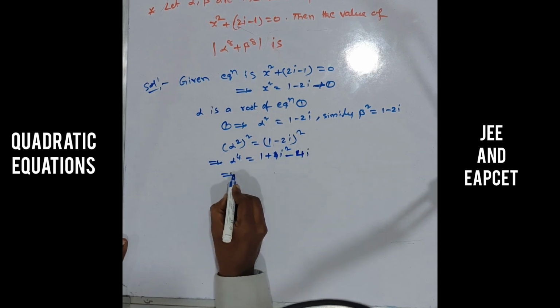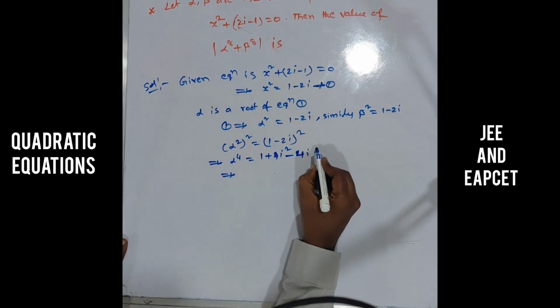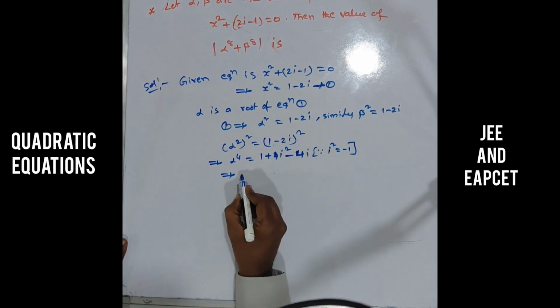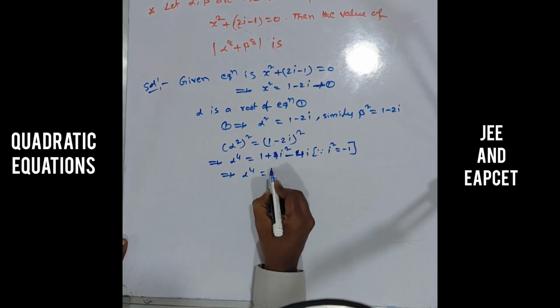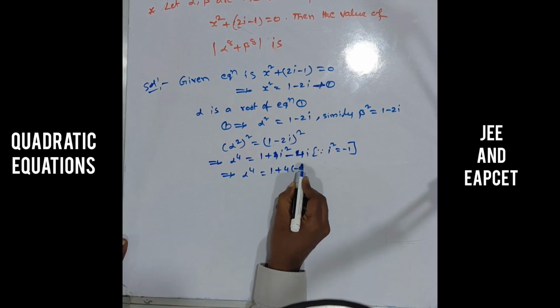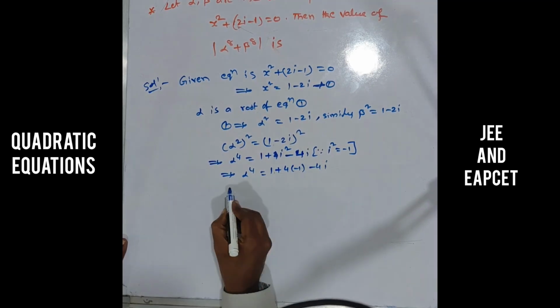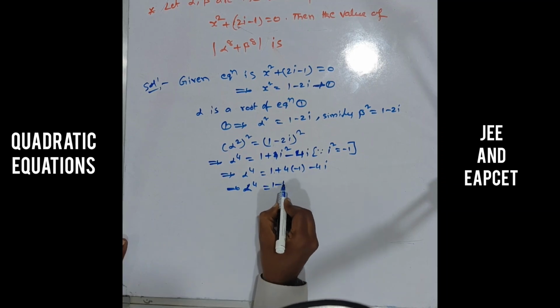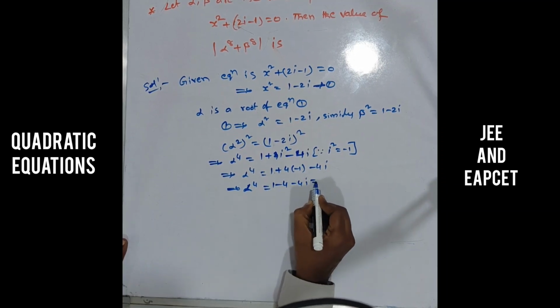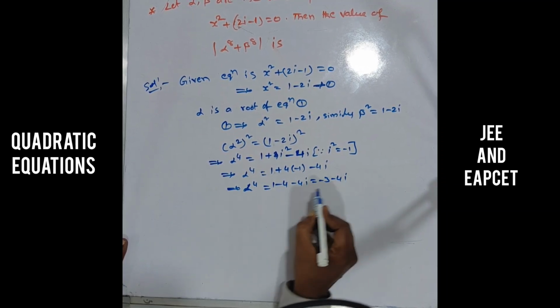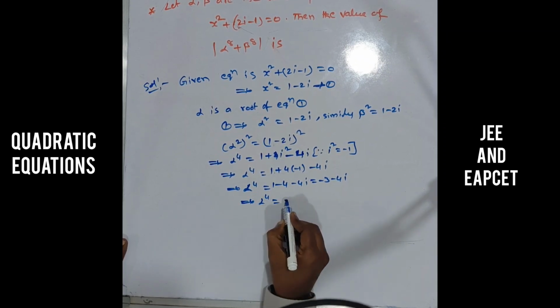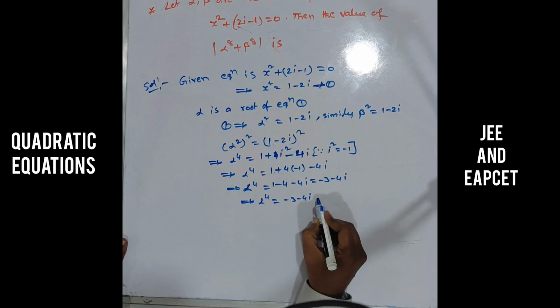That implies i square value is minus 1, since i square is equal to minus 1. Alpha power 4 is equal to 1 plus 4 into minus 1 minus 4i. Alpha power 4 is equal to 1 minus 4 minus 4i, that is equal to minus 3 minus 4i.